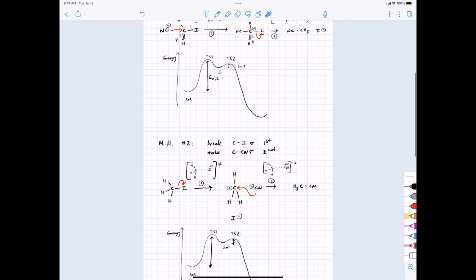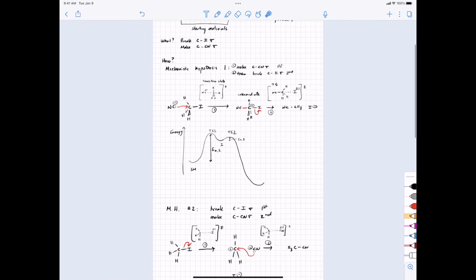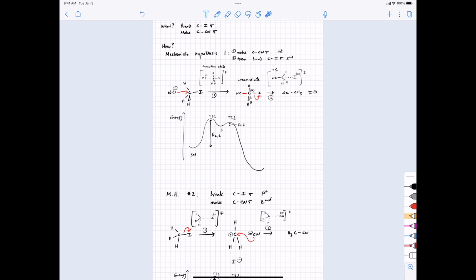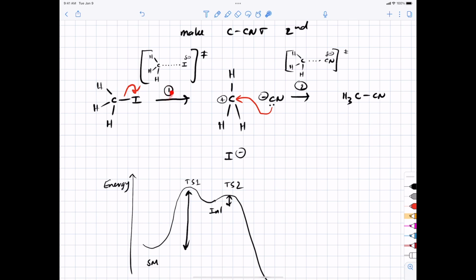Then we talked about another possibility in which we just break the carbon-iodide bond to get a carbocation intermediate, and then we make the carbon-carbon bond in the next step. So it's kind of like mechanistic hypothesis number 1, only we've switched which steps happen first. We break the carbon-iodide bond. The transition state here involves the carbon-iodide bond getting longer and longer and longer until iodide's mostly gone. And then the transition state for the second involves CN- coming in and forming the bond.